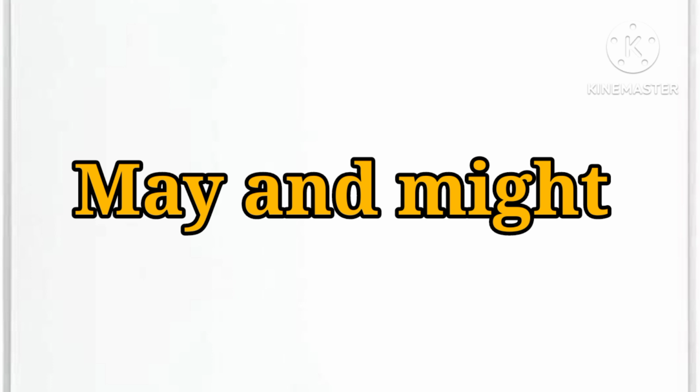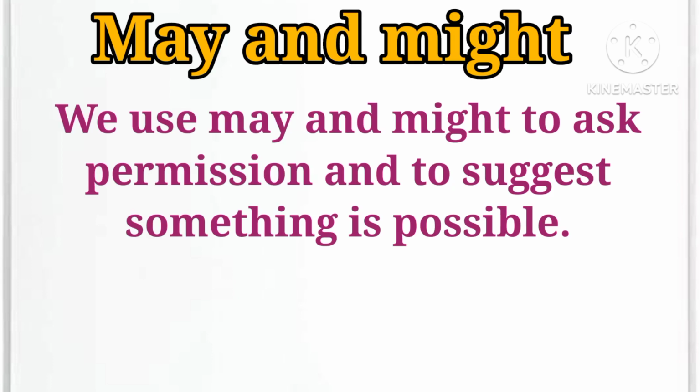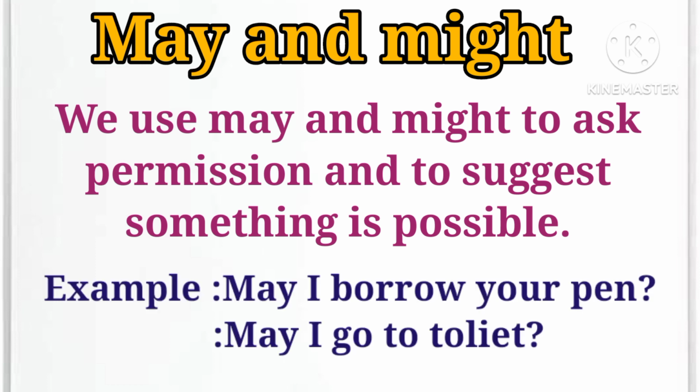May and might. We use may and might to ask permission and to suggest something is possible. Example: May I borrow your pen? May I go to toilet? When we say "May I go to toilet," it is a formal way of asking permission. But when we say "Can I go to toilet," it is an informal way of asking permission. So we don't use can when we ask permission. So we must say "May I go to toilet."